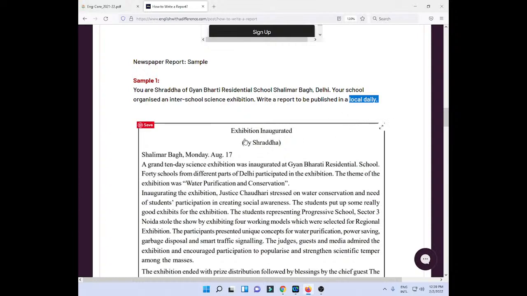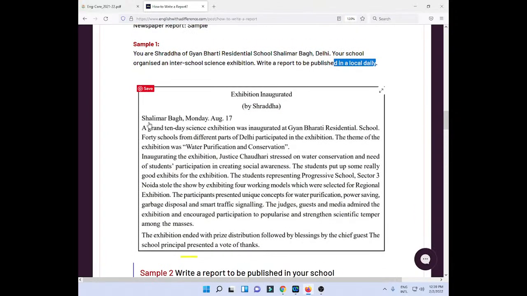So what you can write is "Exhibition inaugurated", and as I told you, by Shraddha. As it is a report to be published in a local daily, that is a local newspaper, therefore you have to write the name of the place, then day and then date. Understood? But if the report was meant for the school magazine, then this part would not be required. But as it is to be published in the newspaper, therefore the place, name, all this should be mentioned. A grand 10-day science exhibition was inaugurated at Gyan Bharati Residential School.